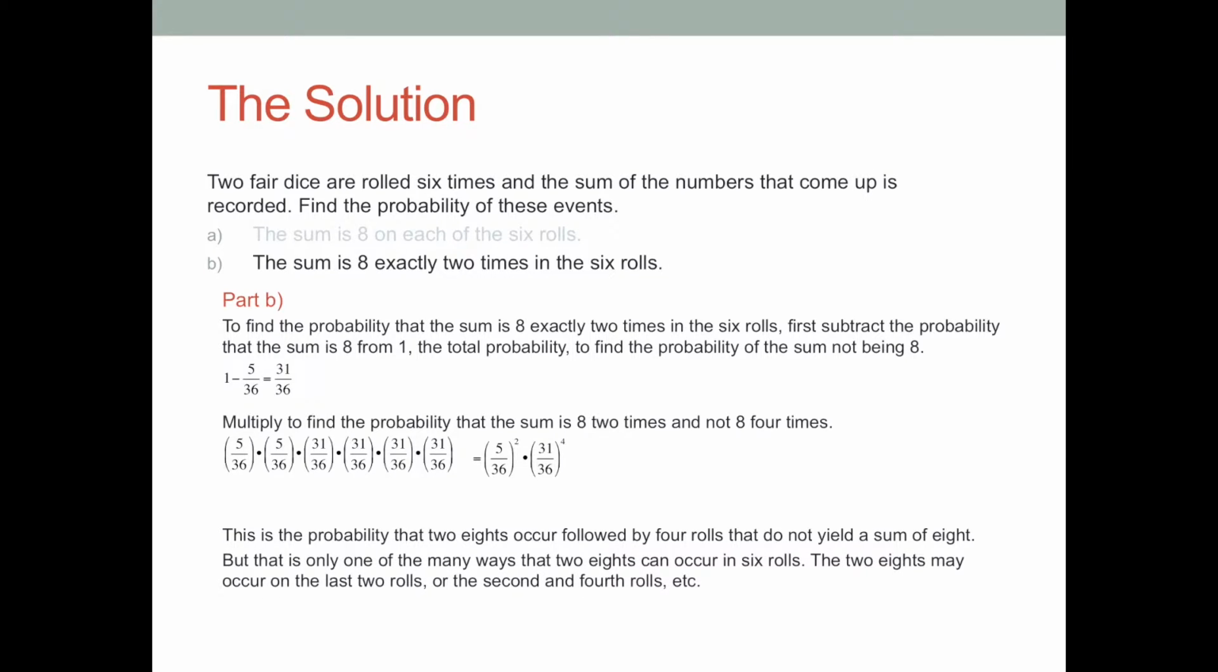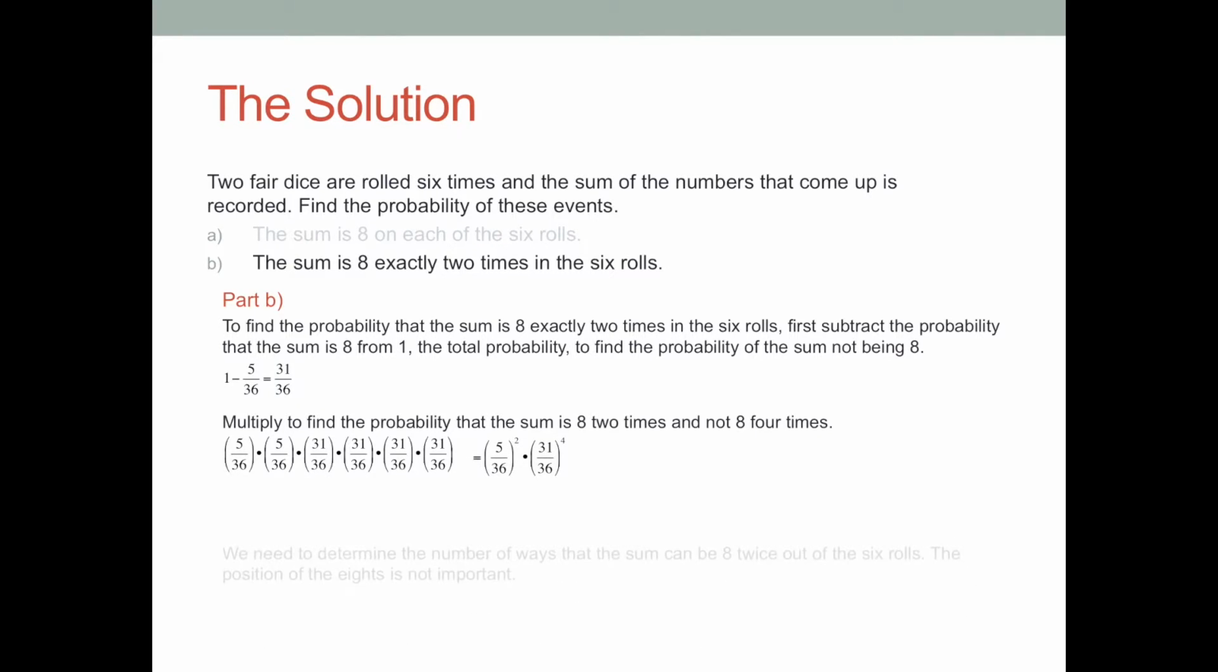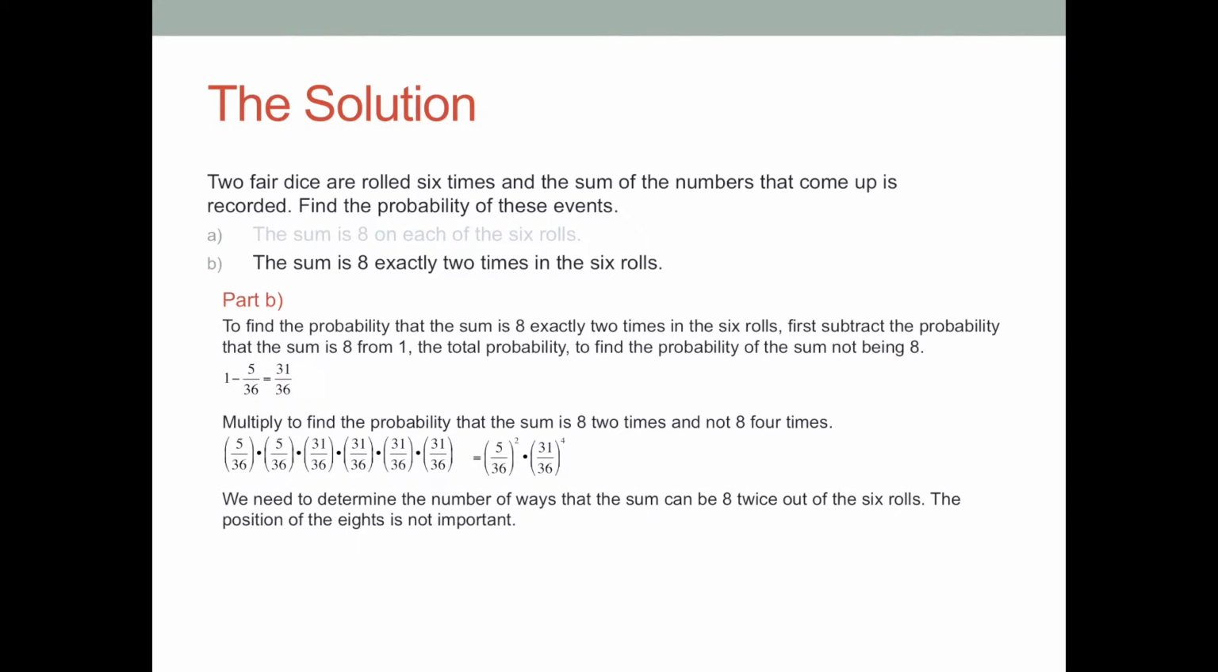But that is only one of the many ways that 2 8s can occur in 6 rolls. The 2 8s may occur on the last 2 rolls, or the 2nd and 4th rolls, etc. So we need to determine the number of ways that the sum can be 8 twice out of the 6 rolls. The position of the 8s is not important. To calculate this number, we can use a combination of 6 rolls taken 2 at a time.